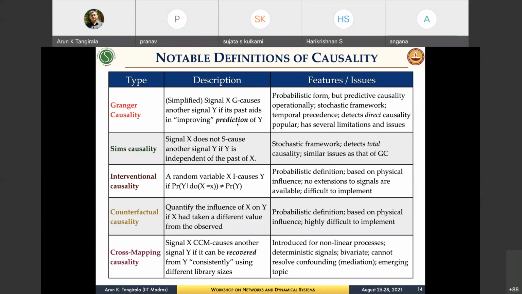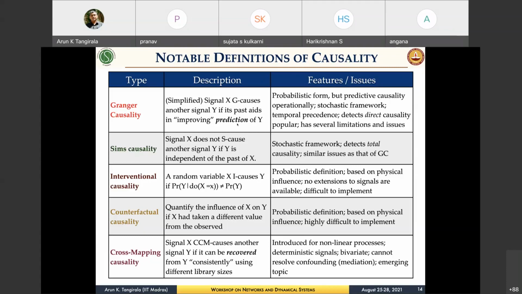It is saying that if X can be recovered from Y consistently, then you can say X is a cause. That means the premise is that the DNA of the cause is there in the effect, and you should be able to recover X considerably well enough from Y. But of course, it also has its own limitations and so on.